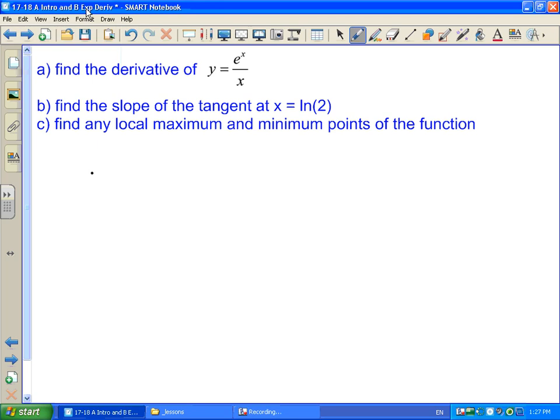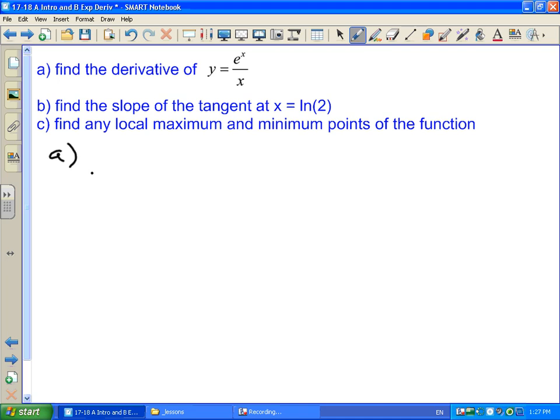So here's the question we're going to do here. We're going to first find the derivative of y equals e to the x over x. Then we're going to find the slope of the tangent at x equals ln 2. And then the big question here, we're going to find any local maximum and minimum points of the function. So let's start with part A here, finding our derivative.